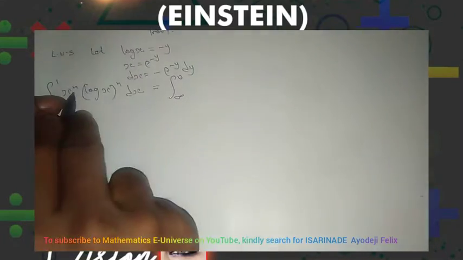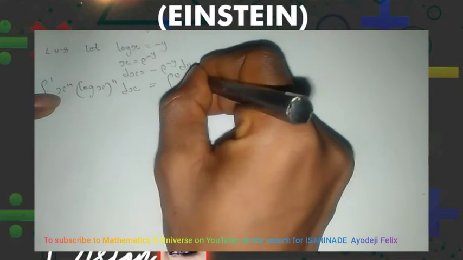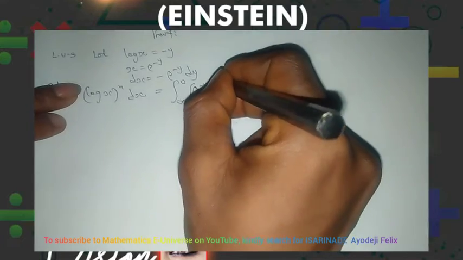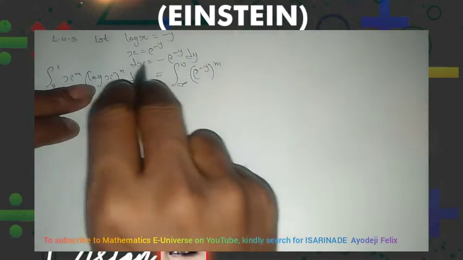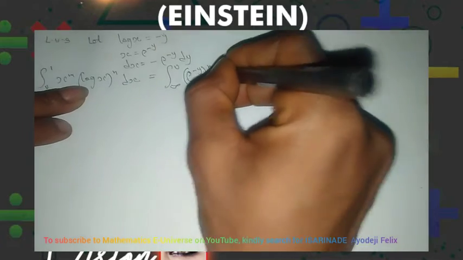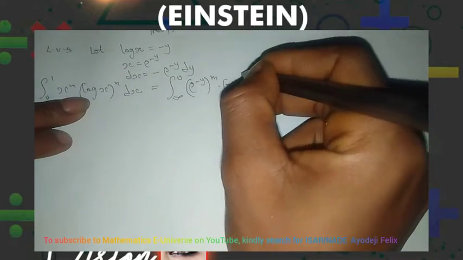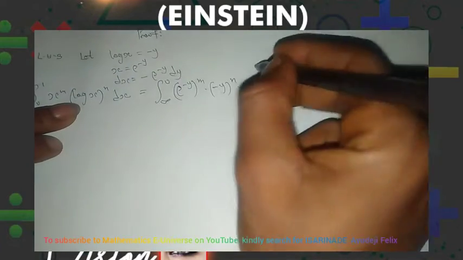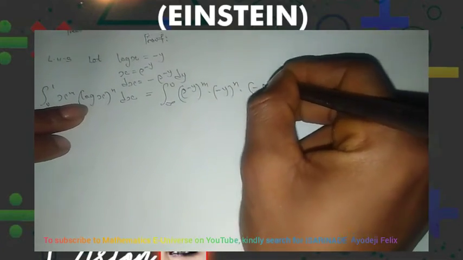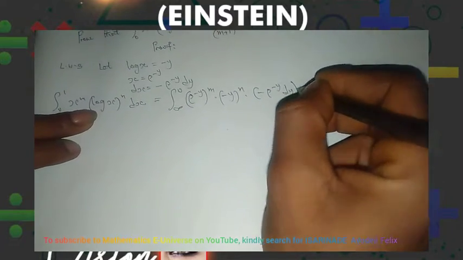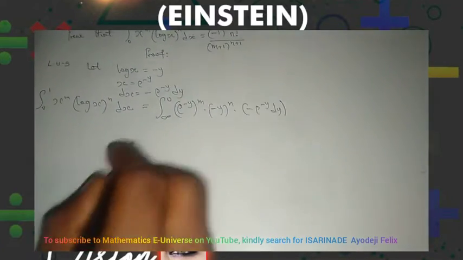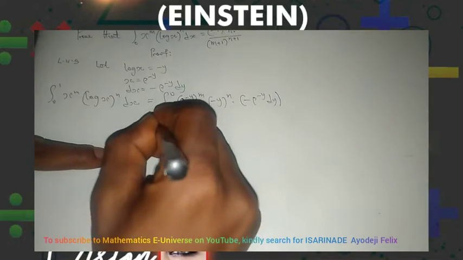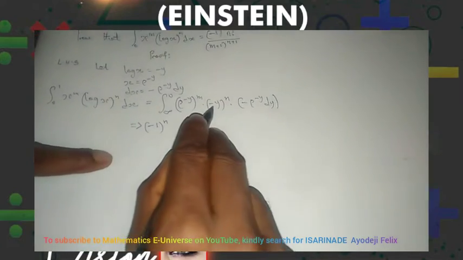Instead of writing x, this will be exponential minus y raised to power m, log x which is minus y raised to power n, dx which is minus exponential minus y dy. From here now, we can say that minus 1 raised to power n, bringing this out.